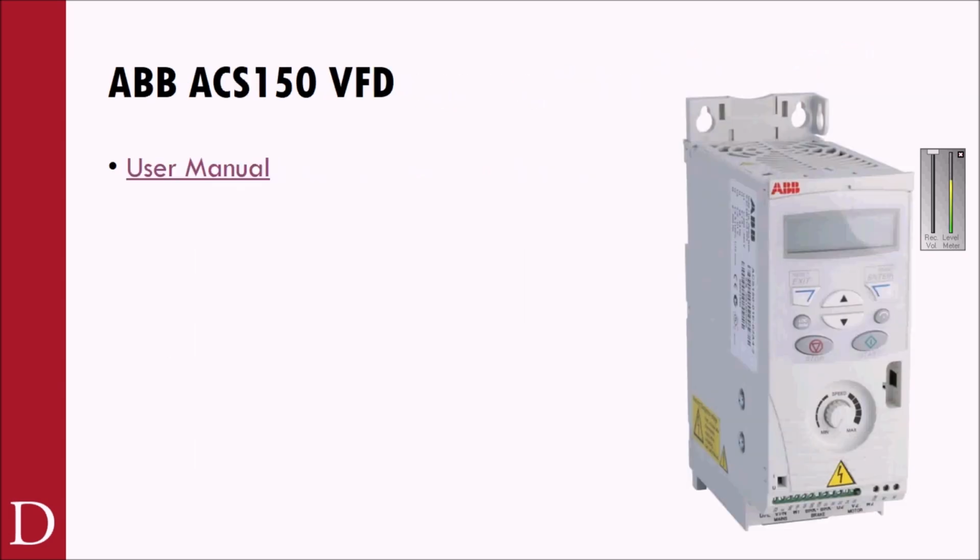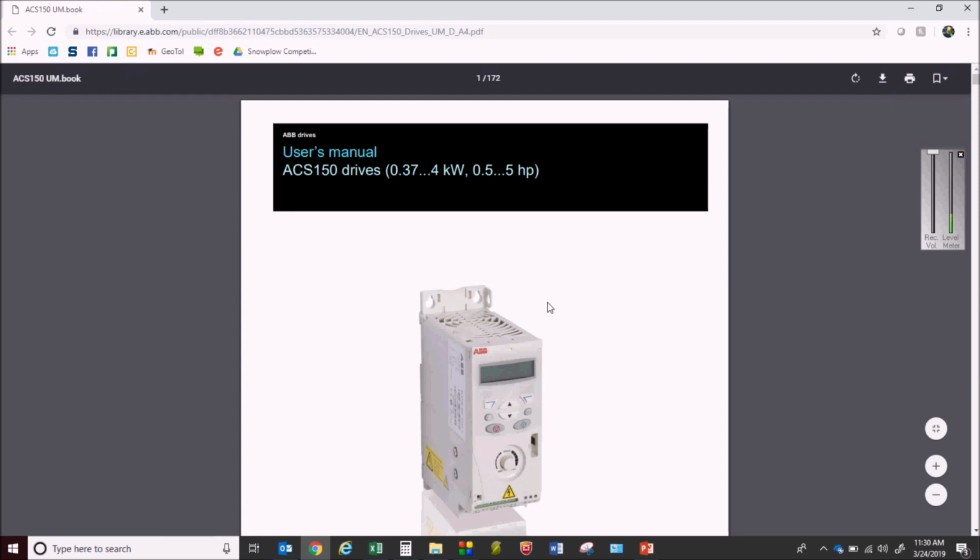The user manual. I do like to bring up the user manual. Anytime you're purchasing a drive, a drum switch, or a motor starter, you're always going to get a manual with it. And if you don't get a manual with it, it's very, very easy to find one online, which is what I did in this case. I typed in ACS150 VFD, and this will take me right to the manual for the drive. The neat thing about this manual, once you dig into it, is all the information in it. Note that all the ACS150 drives are in this book, whether it's a 0.5 horsepower drive all the way up to a 5 horsepower drive, a 0.37 to a 4 kilowatt drive.